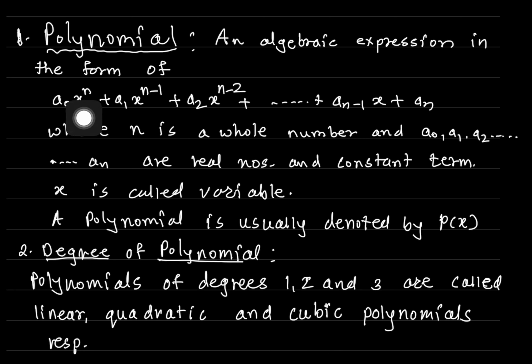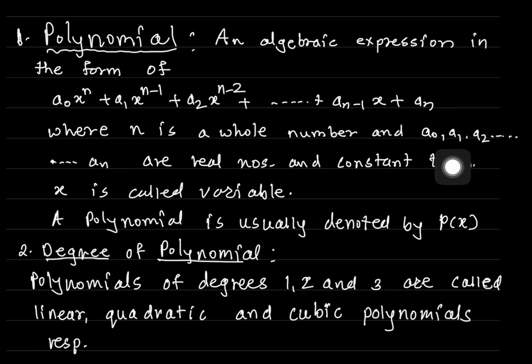Then see what the terms are, where n is given in x raised to n. That n is a whole number. So whole number means what? Any of 0, 1, 2, 3, 4. In the first lesson, we studied whole numbers. Whole numbers are 0, 1, 2, 3, 4, and so on till infinity. So there is no end. So n can be 0, 1, 2, 3, 4, 5, and so on.